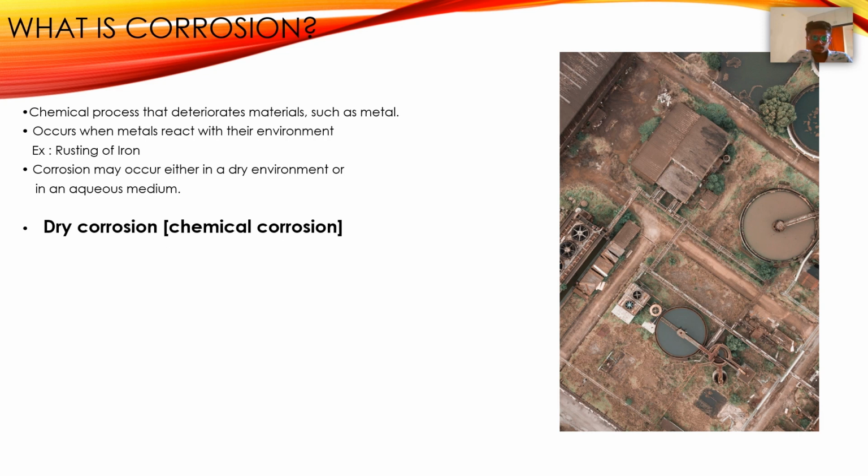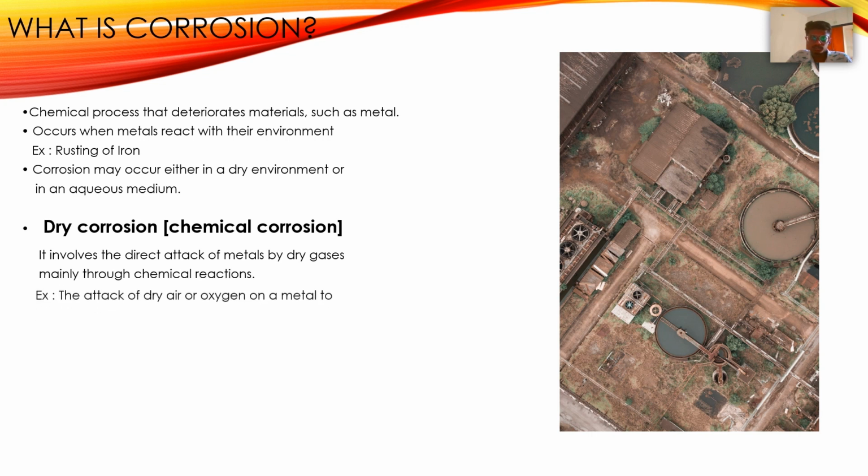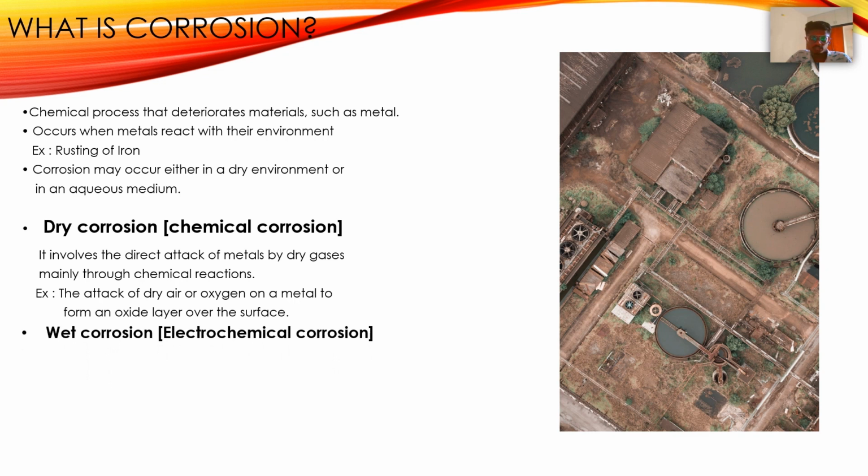Let us know about dry corrosion. It is nothing but chemical corrosion. It involves the direct attack of metals by dry gases, mainly through chemical reactions. For example, the attack of dry air or oxygen on a metal to form an oxide layer over the surface.